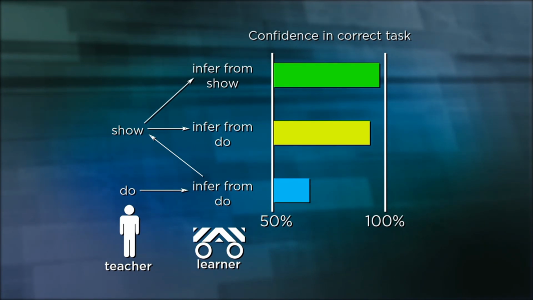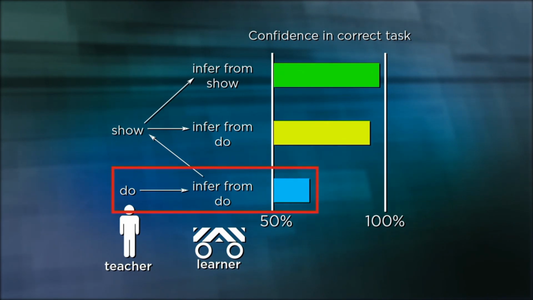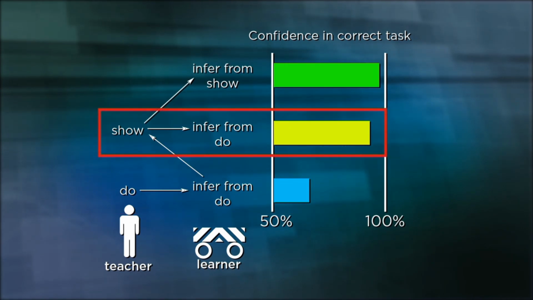When we train an inverse reinforcement learning agent to extract the rewards from do demonstrations created by people, the learners are about 65% confident in the result. But if we use show demonstrations created by people, the learner's confidence rises to 92%.